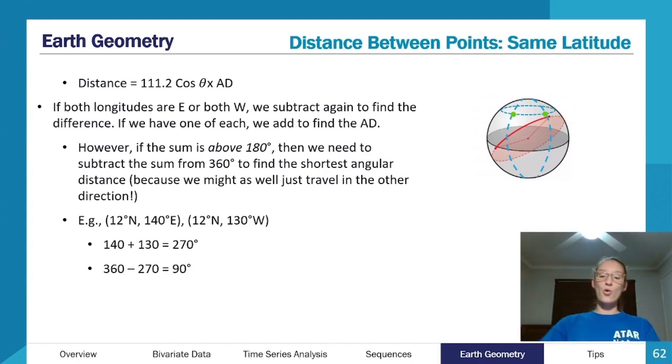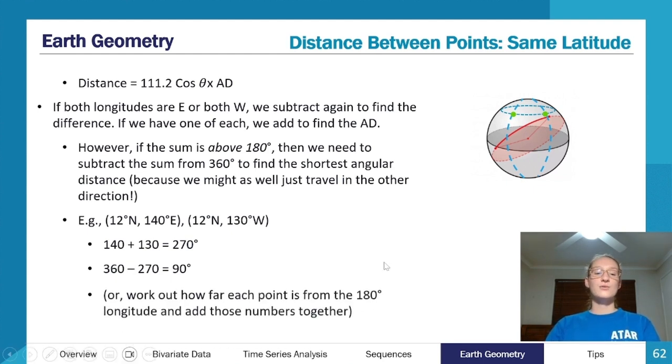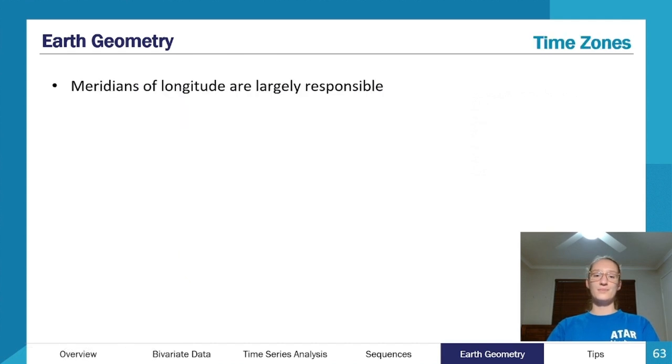But that means if we're going to go all the way around 270 degrees, that's actually not the shortest distance between the two points. It's way quicker to travel this quick distance here. So that's why we take the sum value away from 360 degrees, and that leaves us with 90. And then there's also that other way you can do it as well.